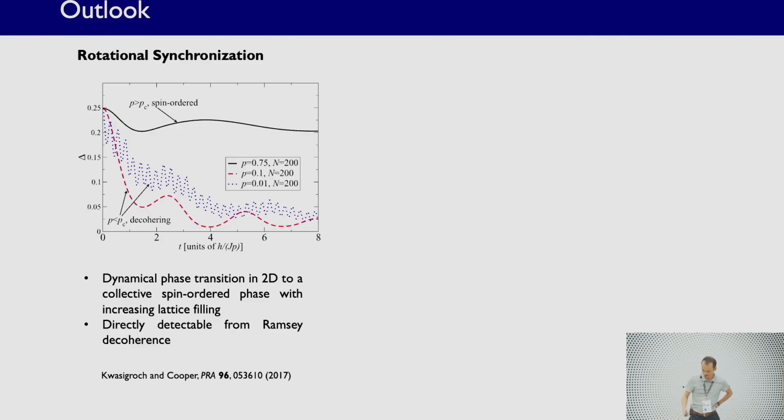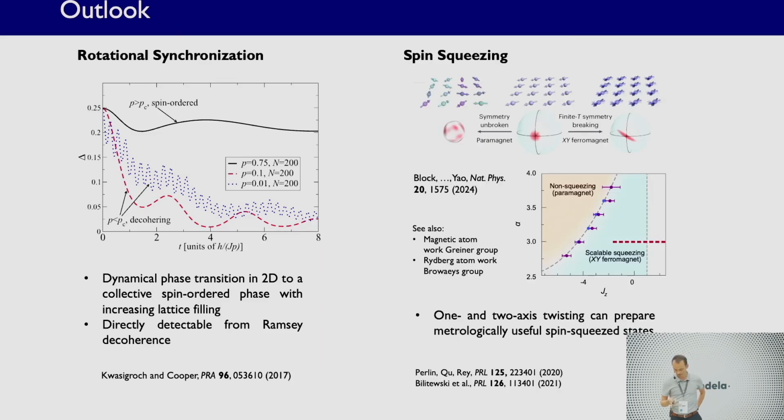And there are some interesting phases that have been predicted. I don't have the time to go into detail, but essentially, as a function of lattice filling, we expect to see a phase transition in which, from the Ramsey contrast decay, we will be able to see directly that the molecules essentially start rotating in a kind of phase-locked way. This is predicted just for pinned molecules already, but itinerancy may help. And as I mentioned, we might be able to see some spin squeezing as well.